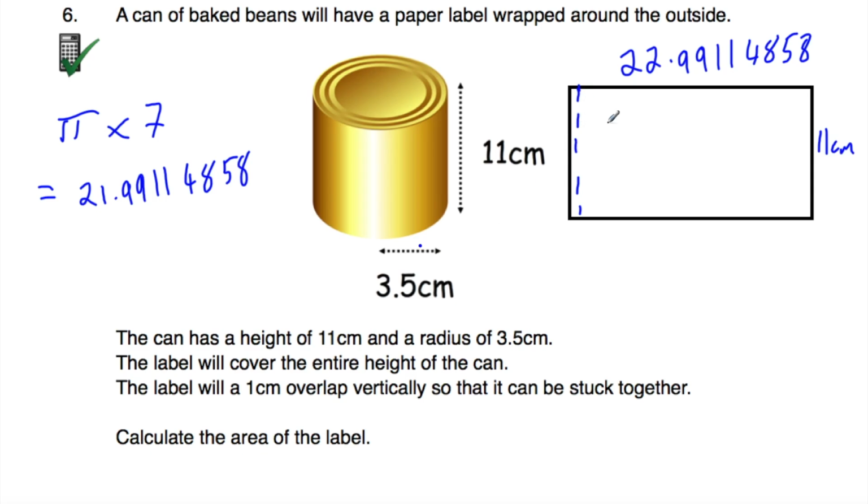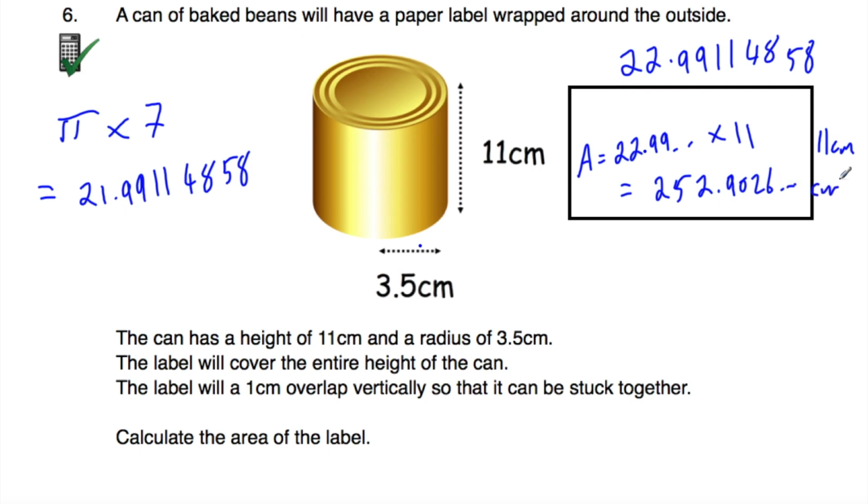So if we want to find the area of the label, we're going to do 22.99114858 times 11, and that will give us the area of this rectangle. So the area would be equal to 22.99 and so on, multiplied by 11. Let's do it on a calculator, because we've already got that on the display. Well, actually I haven't, I need to add 1. Now we're going to times by 11, and that's equal to 252.9026 and so on centimeters squared.